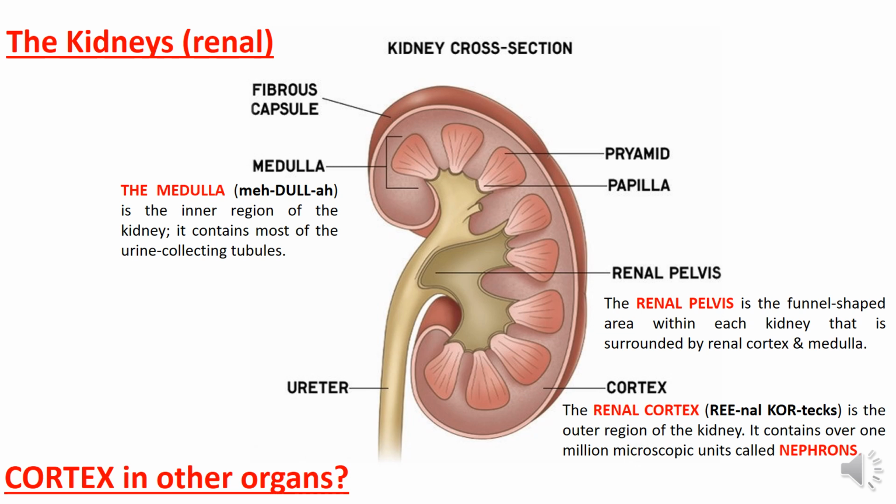Then comes the medulla. Medulla means the inner part. It's the inner region of the kidney. It contains most of the urine collecting tubules, where the urine formation occurs. The renal pelvis is the funnel-shaped area within each kidney that's surrounded by the renal cortex and medulla. The kidneys are connected to the ureters, which convey the urine to the urinary bladder to be excreted.